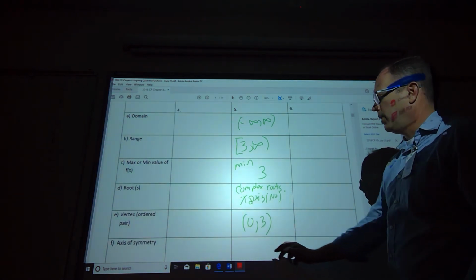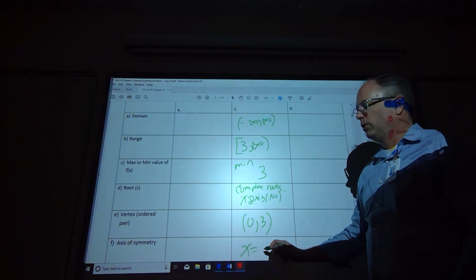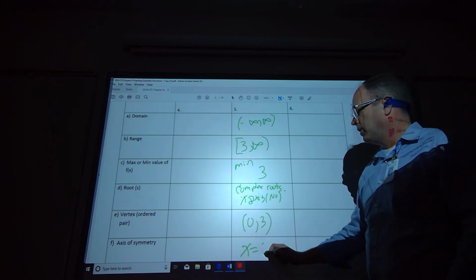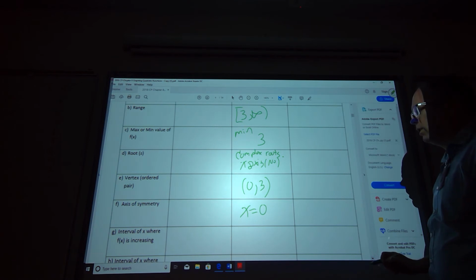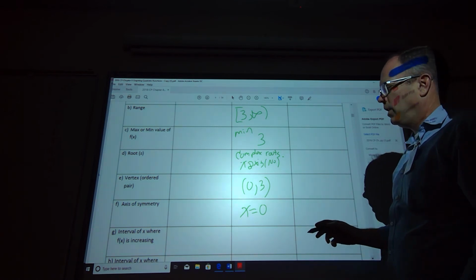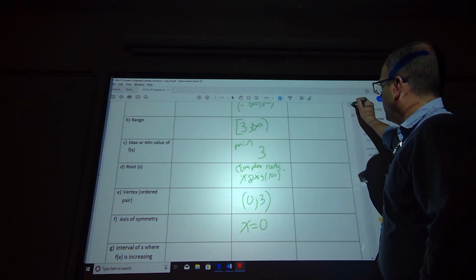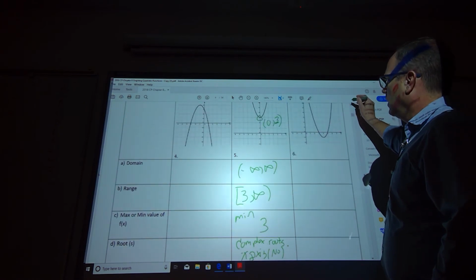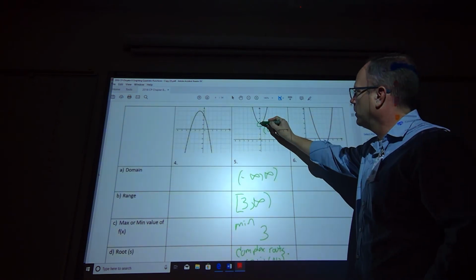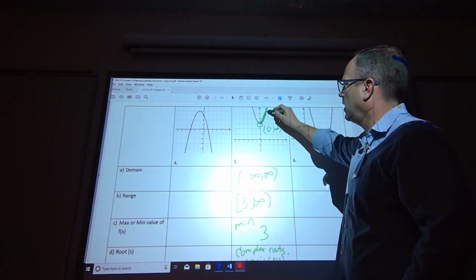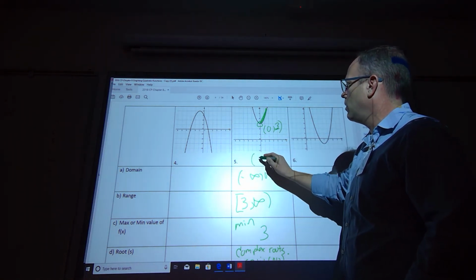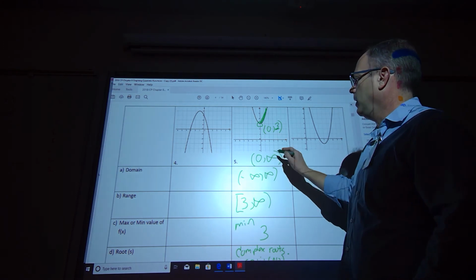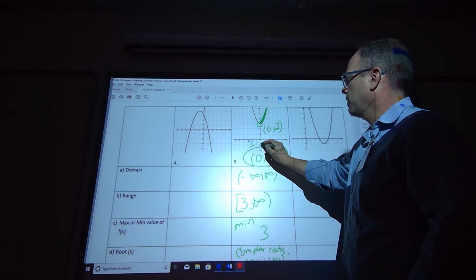Axis of symmetry, remember that is the x equals, it's vertical, it's the x component of the vertex, so x equals 0. The interval where it's increasing, so it's going to be increasing. Remember, that's where it starts going up. So if we go back up to our picture, it's increasing from here all the way over. So this whole side's increasing. So it's going from 0, increasing from 0 all the way to infinity. So that's where it's going to increase.